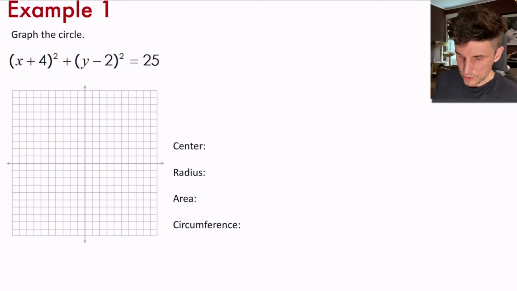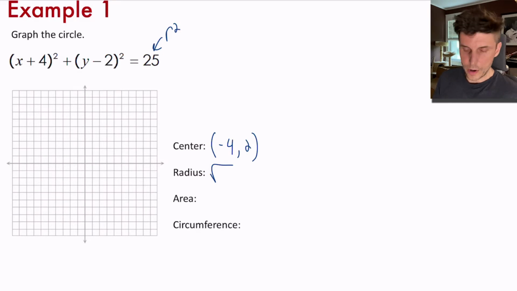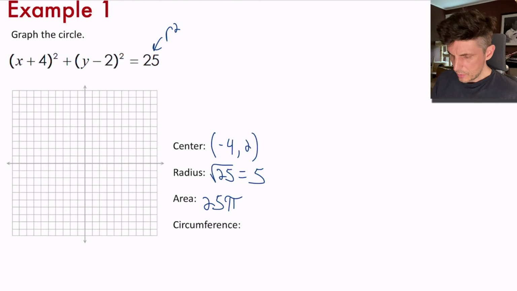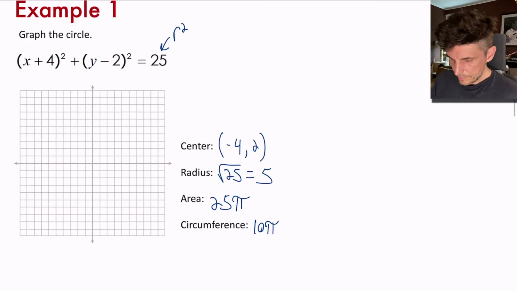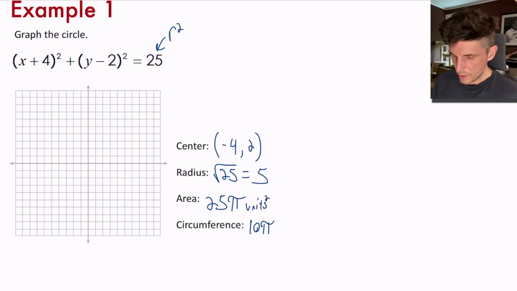Okay, welcome back. The center, as you can see, is going to be, let's change the color of this to blue, negative 4, comma positive 2. The radius is the square root of this number right here. But remember, that number is r squared, so we have to take the square root to actually find the radius. That's 5. The area is pi r squared, so it's going to be 25 times pi. And the circumference is pi times diameter, or 2 pi r, which is going to be 10 pi. If you want to plug that into a calculator, knock yourself out. Let's say units squared, and just units. Oh, I spelled units wrong.